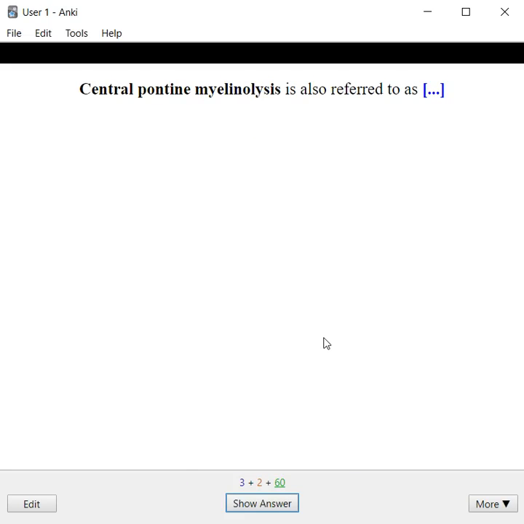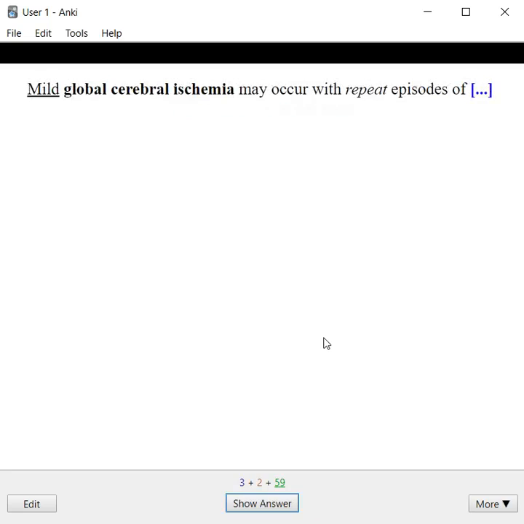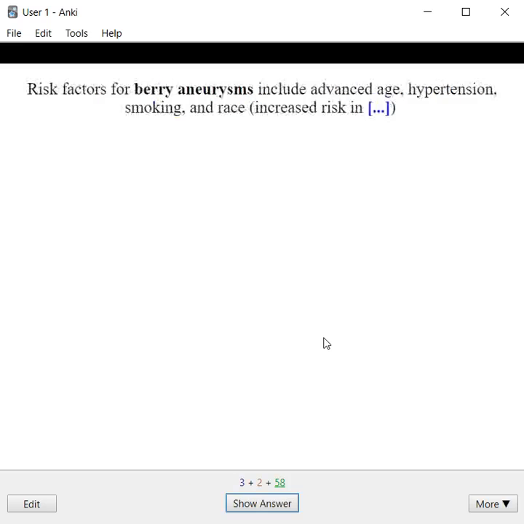Central pontine myelinolysis is also referred to as osmotic demyelination syndrome. Mild global cerebral ischemia may occur with repeated episodes of what? Hypoglycemia, for example with an insulinoma.